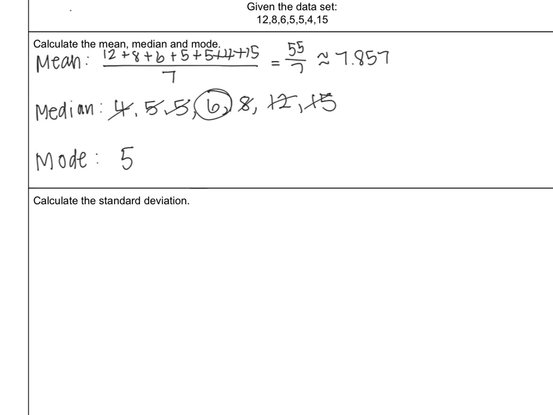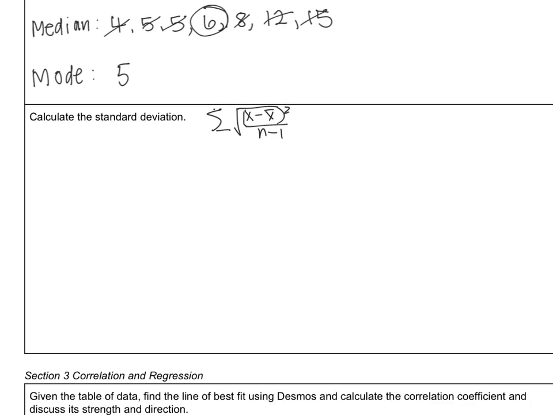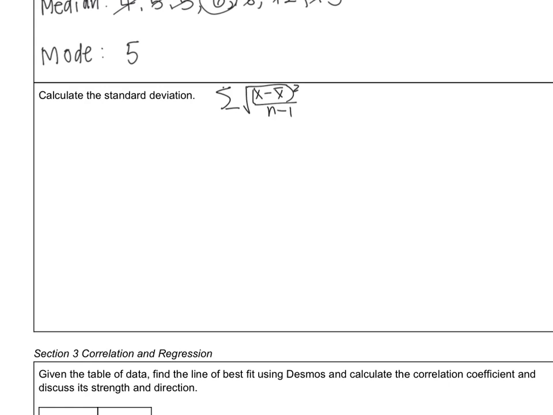Next, we want to calculate standard deviation. So from the notes, standard deviation, we do the square root of the sum of (x minus x bar) squared over n minus 1. And I always like to break this up into steps. I find it's easier to calculate if I break it into steps. So first I start by listing all of my x values. They do not have to be in any order. You just list all of the values you have in your set of data.